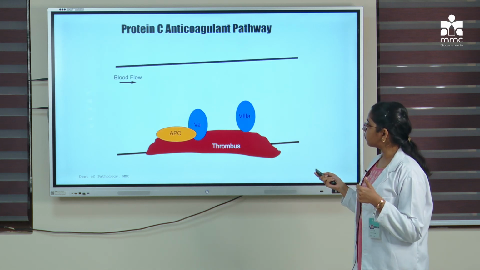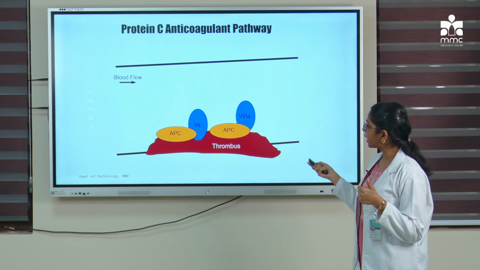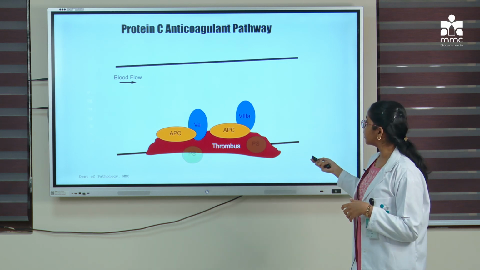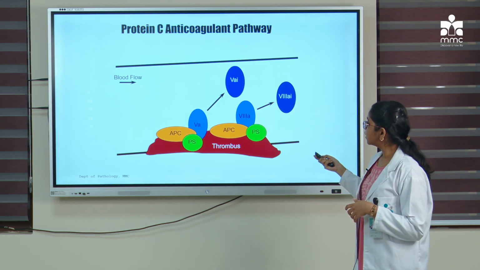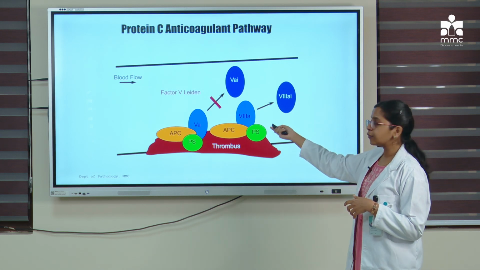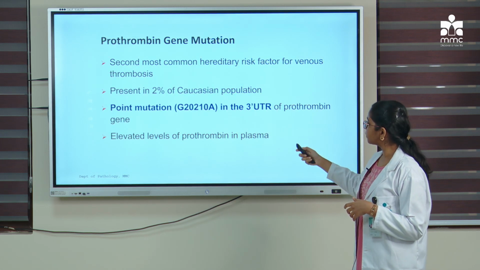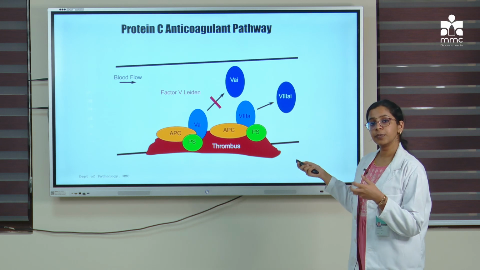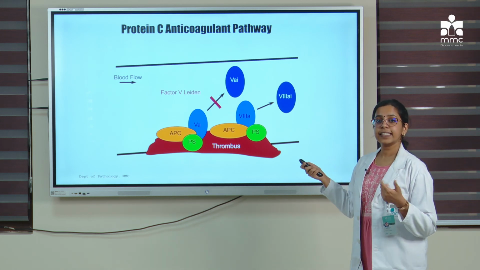So here we have the blood flow, and the activated factor V is there, factor 8 is also there. What happens is that if there is factor V Leiden mutation, it is going to make the factor resistant to the cleavage by protein C and protein S.